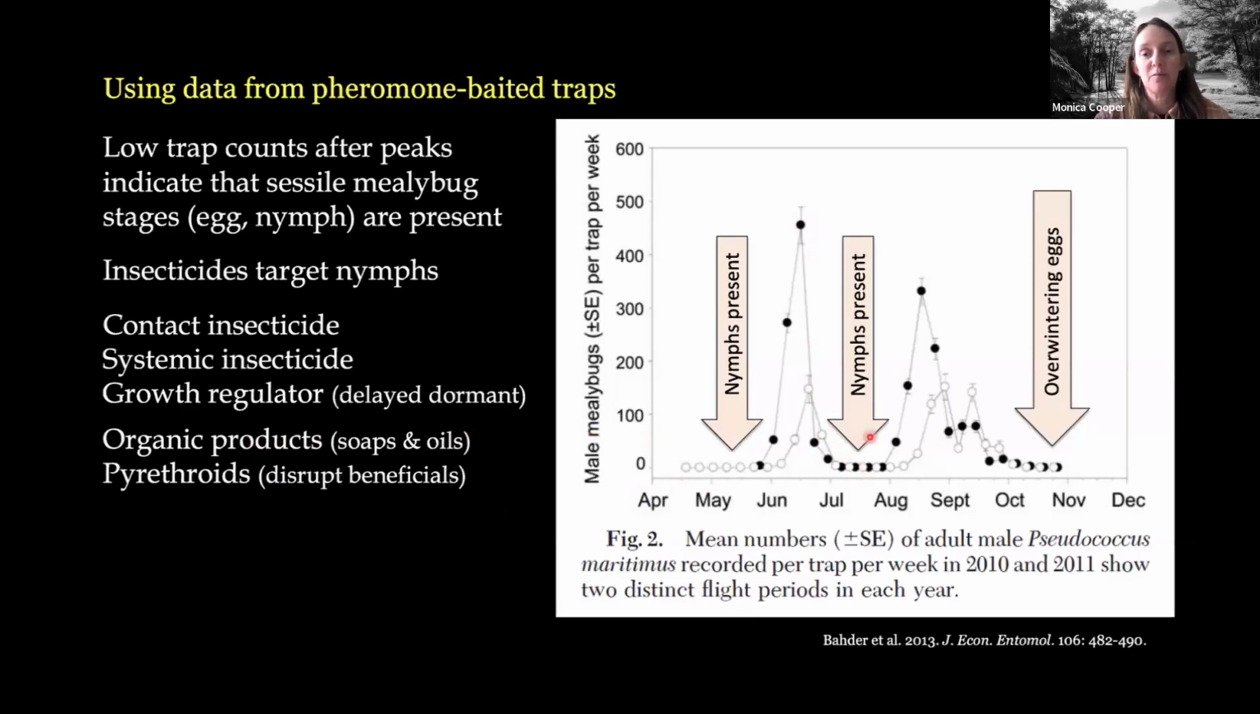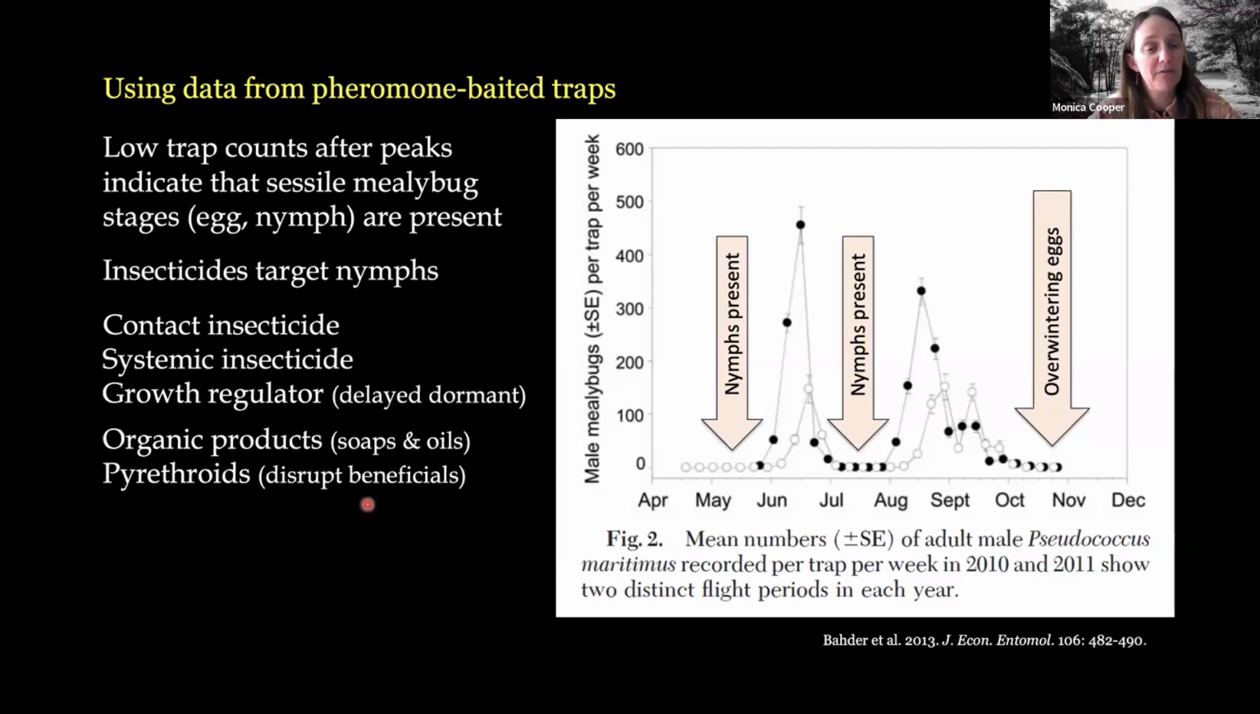For organic growers, we tend to use the soaps and oils. Those are the most effective products for organic growers. And they could be used either during that spring period or in the summer. The better timing, of course, is the spring, because in the summer generation, those nymphs are in the clusters. So you can do that somewhat, but then it can also be difficult to get penetration of those products into the clusters.